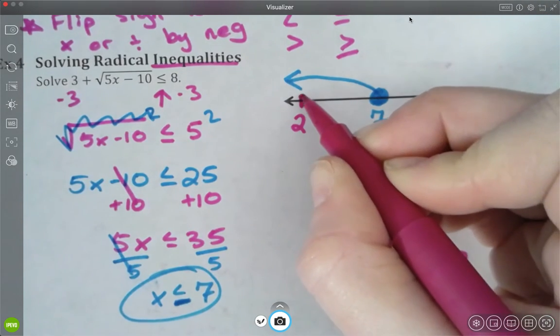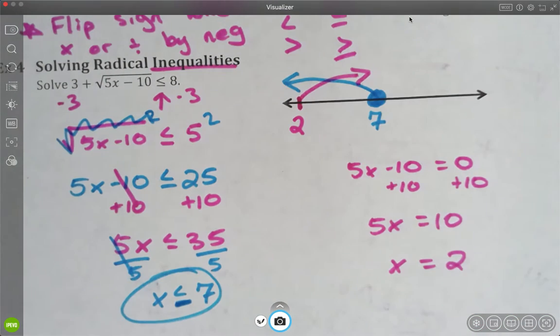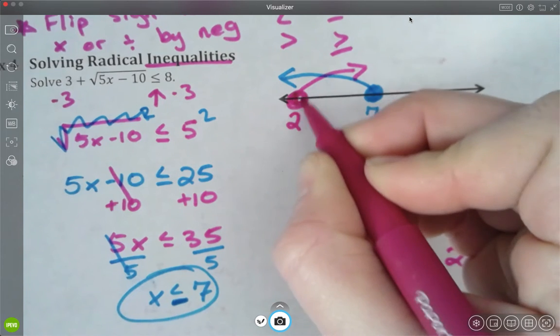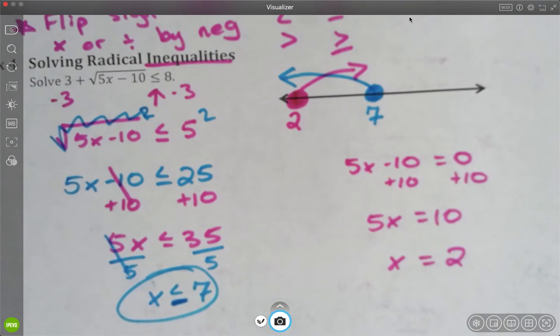So basically we're saying that it has to be bigger than 2 but less than 7, right? Bigger than 2 but less than 7. Can it be equal to 2? Should I put an open circle or a closed circle on 2? It can be or can't be? Can be. Can you take the square root of 0? It is 0, right? You just can't take the square root of negative numbers.